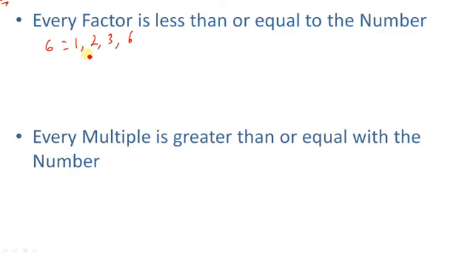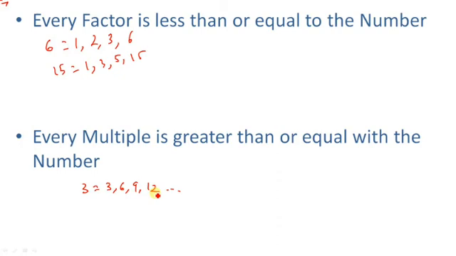Suppose we have 15. What are the factors of 15? 1, 3, 5 and 15. So look, all the numbers are smaller than 15 or equal to 15. Now every multiple is greater than or equal to the number. Suppose for an example 3, multiples of 3 are 3, 6, 9, 12, and so every multiple is greater than or equal to the number. So this is one of the most basic characteristics of factors and multiples.